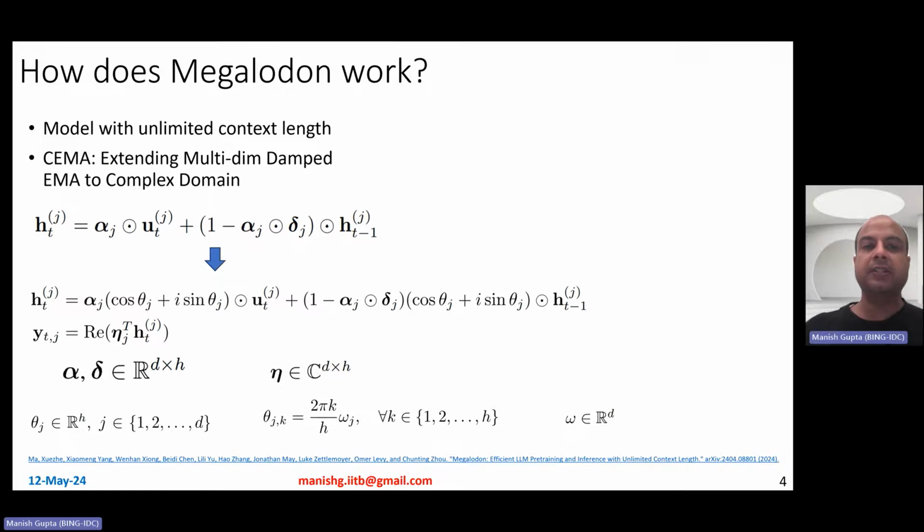Now let's talk about how Megalodon builds on top of Mega. They basically make 4 important changes on top of the Mega framework. This is theoretically more complicated in that sense, but of course it enables unlimited context length, and therefore it's interesting to know.